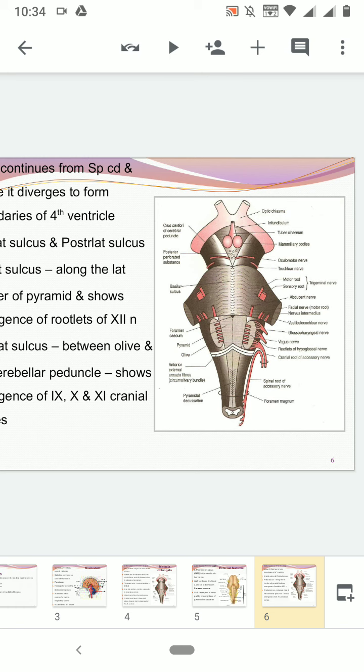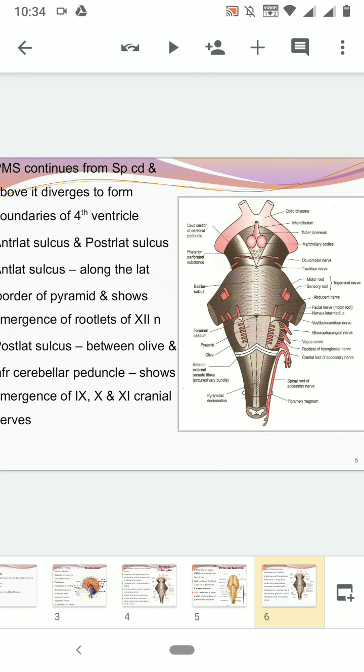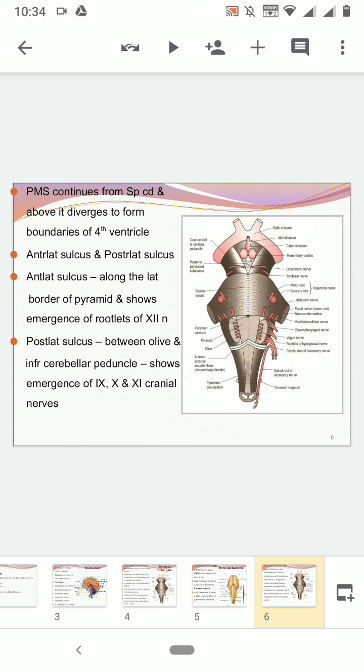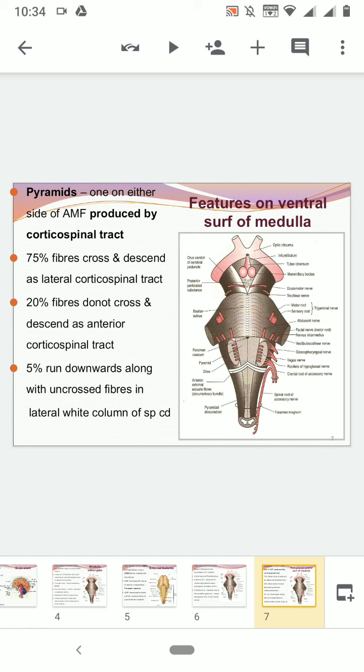So you can see over here, the 11th cranial nerve is formed, and in the front you are seeing the rootlets between the pyramid and the olive. These are the rootlets of the hypoglossal nerve. Okay, so let's go to the next diagram.